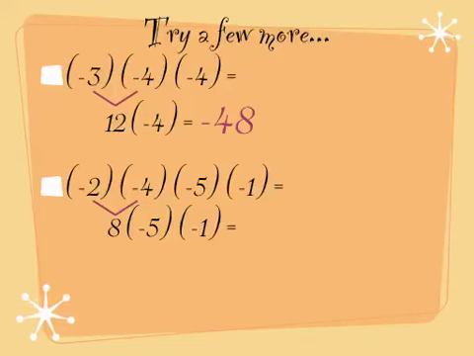Now I'm going to go ahead and multiply from left to right again, which means I'm going to do positive 8 times a negative 5. A positive times a negative gives me a negative, and 8 times 5 is 40. So I have negative 40, and go ahead and bring down multiplying by the negative 1. Negative 40 times negative 1, a negative times a negative gives you a positive number, and 40 times 1 is 40.